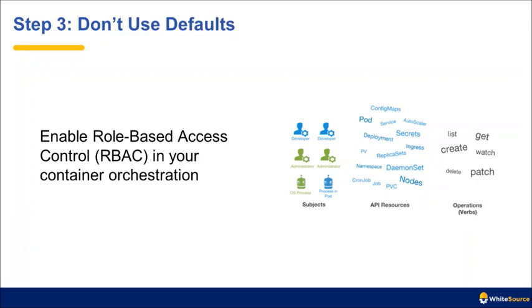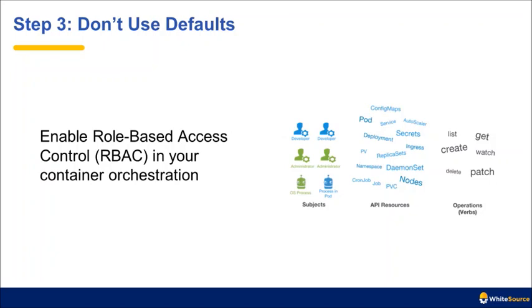The next step would be not to use defaults. What we actually want to do is to enable role-based access control, or RBAC, in the container orchestration. Now we're talking about your container orchestration. We are one step after the registries, and the container orchestration can be Kubernetes, Docker Swarm, or Rancher, deployed in AWS, in GCP, in Azure, or in your own data center. Basically, if you're using Kubernetes or any other container orchestration tool to control your containers, just make sure that you're using role-based access control.